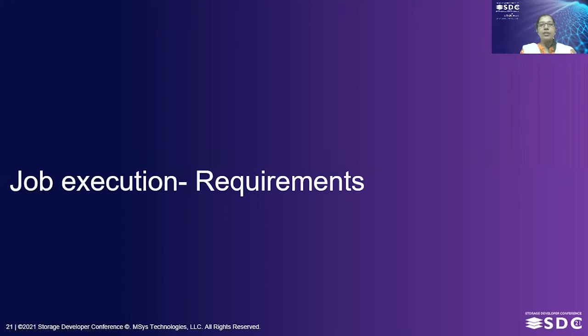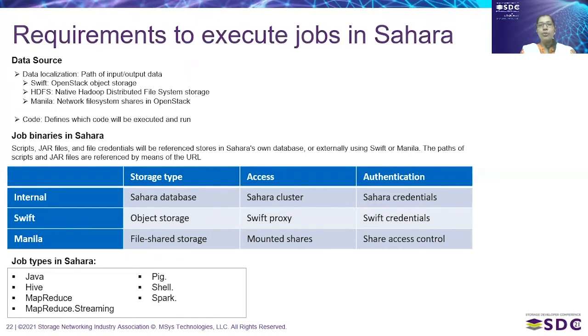Next, we shall see how a job is executed in the Sahara cluster. The requirements to execute a job in Sahara are the data sources, where we will store the input and output data. It can be stored in Swift, HDFS, or Manila. The code defines which code will be executed and run. The job binaries in Sahara would be scripts and jar files, and the credentials would be stored in Sahara's own database.